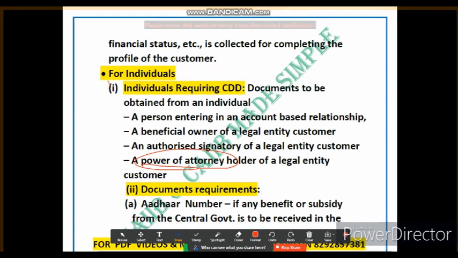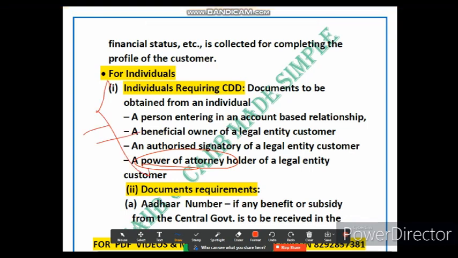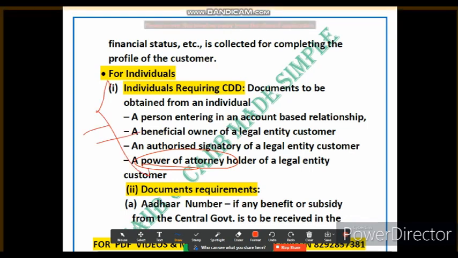So these are the points regarding the individual. The next point is documents requirement. The first is Aadhaar number.